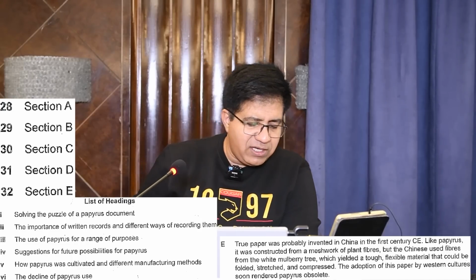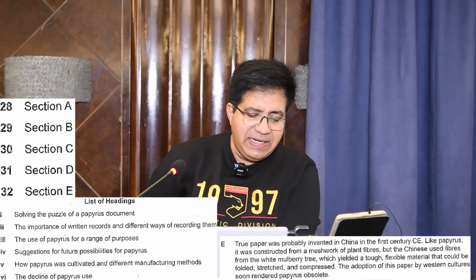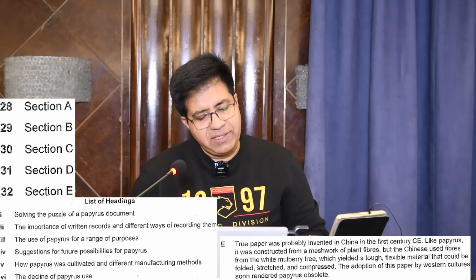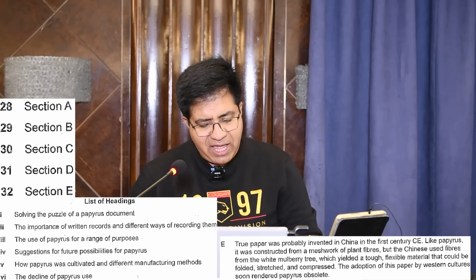Which paragraph is that? Which heading? Heading number 6. Decline of papyrus. And what is the word for decline? The adoption of this paper by Western cultures soon rendered papyrus obsolete. Rendered papyrus obsolete means decline of papyrus. So for question number 32, section E, right answer is heading number 6.